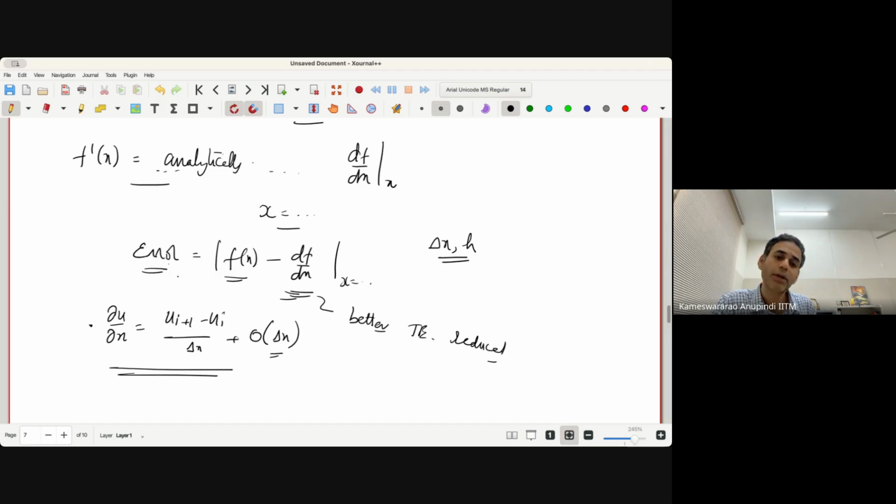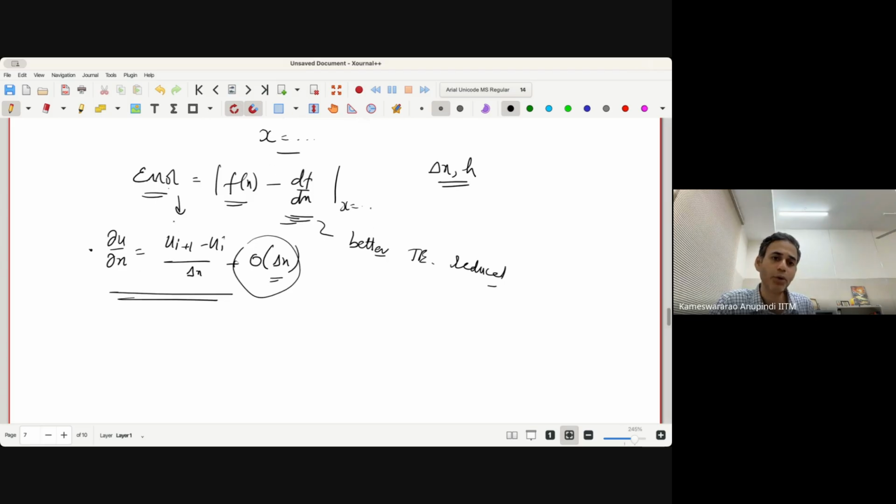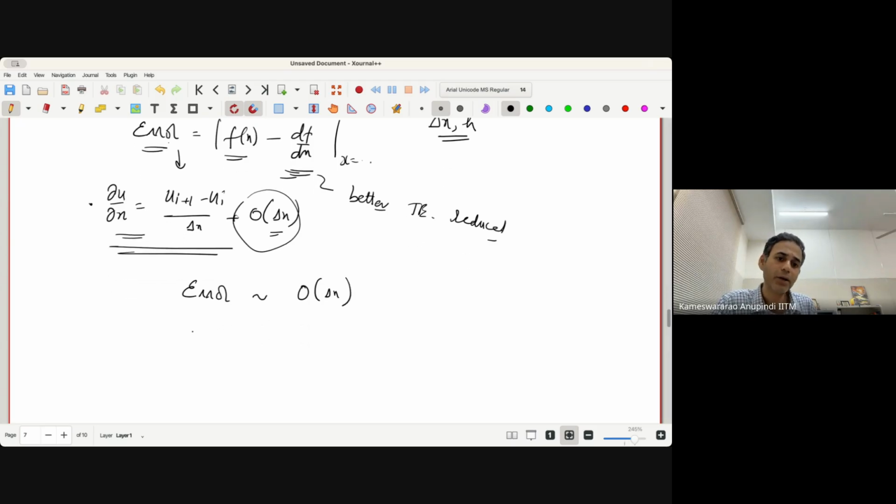So as a result, my error will decrease because my df/dx is now better, okay? But then it is only going to decrease as order delta x. That means if I look at this equation and relate the error to order delta x, then my error can be written as going as order delta x, okay? But if I take a higher order accurate scheme, let us say the error goes as order delta x square, right?